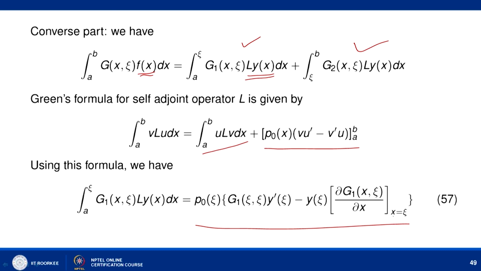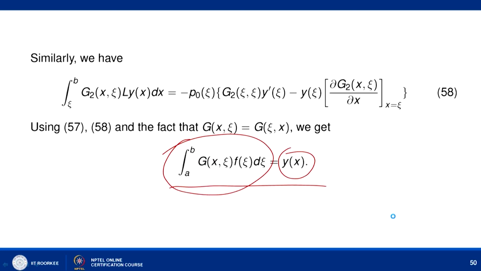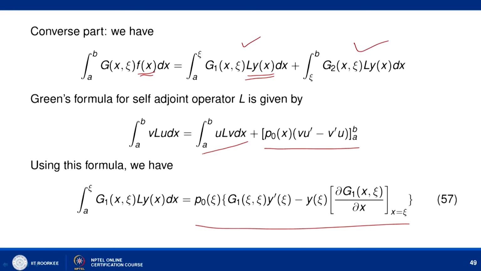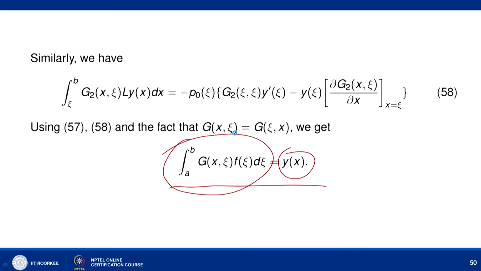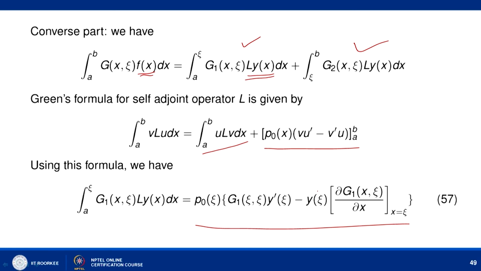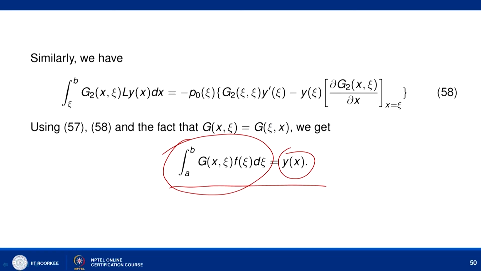Using this similar formula, we can get the integral from xi to b of g2(x, xi) L[y](x) dx equal to, then again using the same formula here, you will get y and L of g2, and g2 is a multiple of y2. So we can write that this part is going to be 0, and using this boundary term we can simplify our expression as minus p0(xi) [g2(xi, xi) y'(xi) minus y(xi) ∂g2/∂x at x equal to xi].